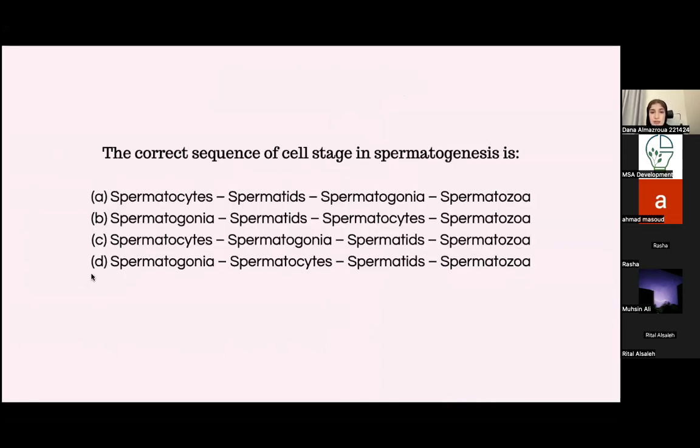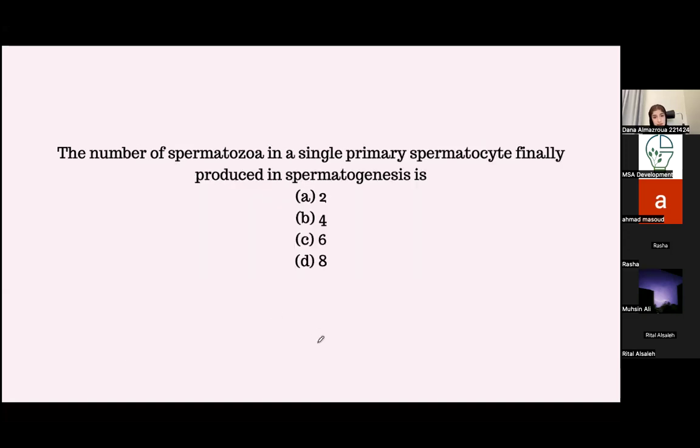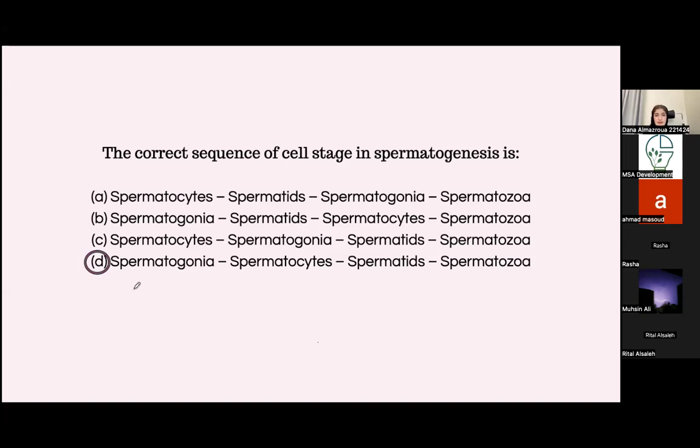So what is the correct sequence of cell stages in spermatogenesis? So almost all of you said D. We have almost 7 or 8 Ds, and that's the correct answer. It is this D, because we said spermatogonia undergo mitosis, forming primary spermatocytes, and then the primary undergoes meiosis I, forming secondary spermatocytes, which then undergo meiosis II, forming spermatids, and then we'd have the spermatozoa, which was formed through the process of spermiogenesis.